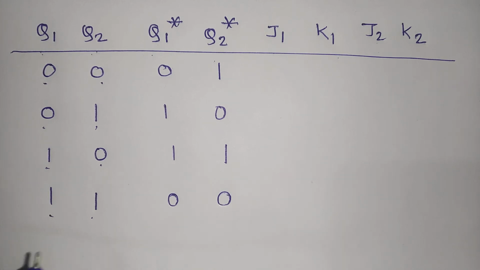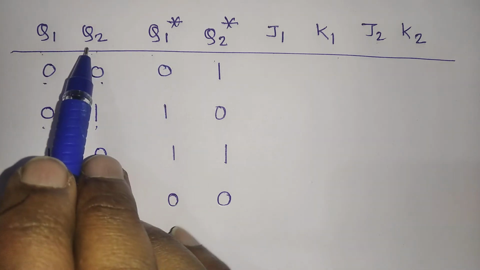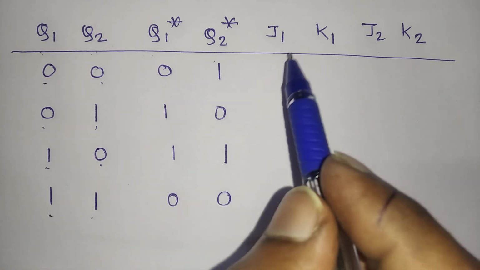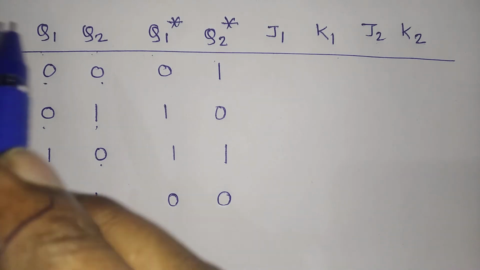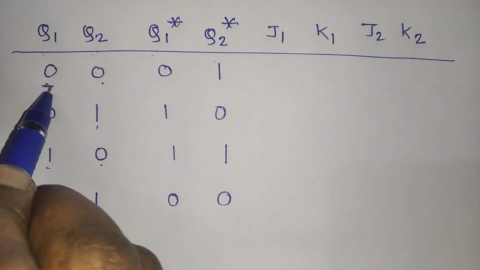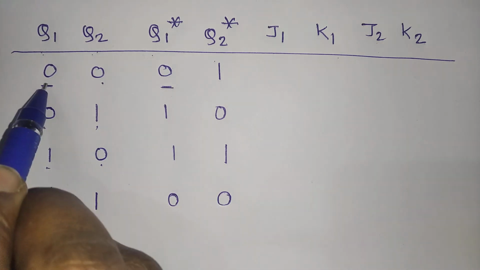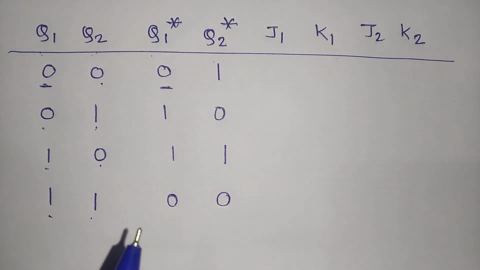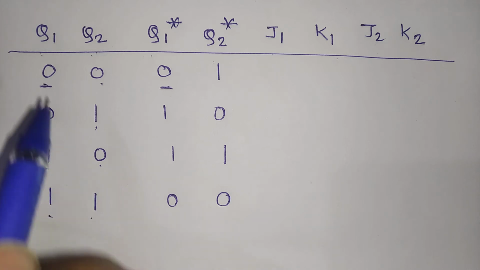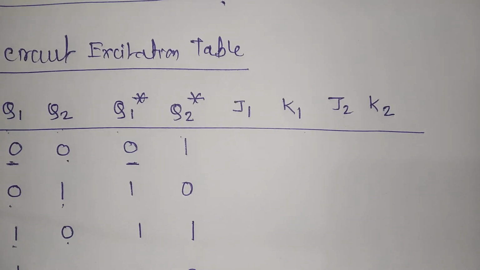Now based on these inputs Q1, Q1 star and Q2, Q2 star, we have to fill in the J1, K1 values and J2, K2 values. So in this case consider Q1 is the present state and Q1 star is the next state. Then you can refer to the excitation table.